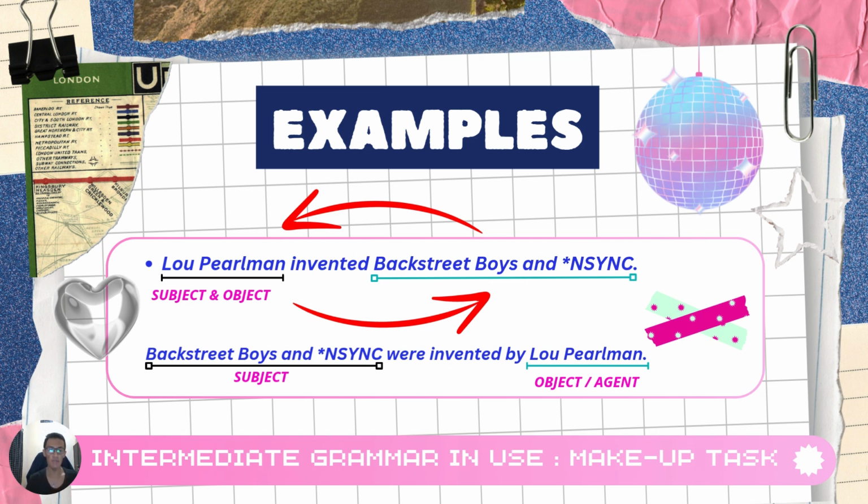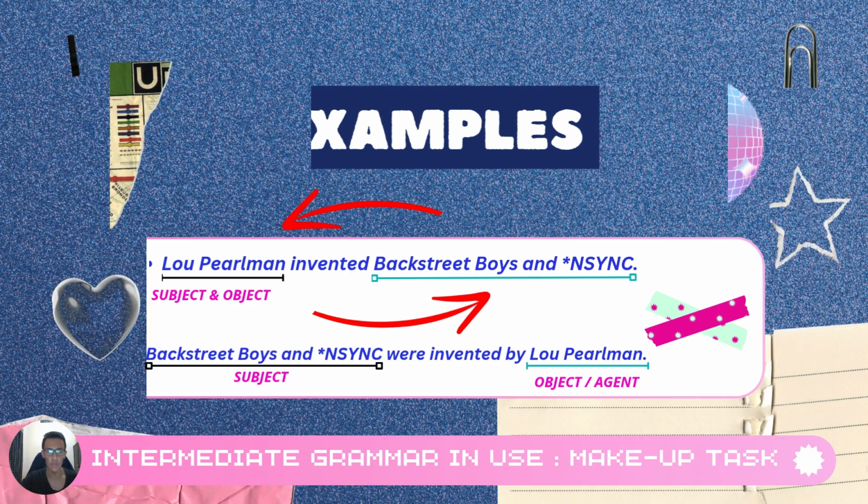The second example goes like this. Lou Pearlman invented Backstreet Boys and NSYNC. It works the same as the first example, only this is plural. So instead of using "was", we use "were". This time, we use the simple past. And now we change it into: Backstreet Boys and NSYNC were invented by Lou Pearlman.